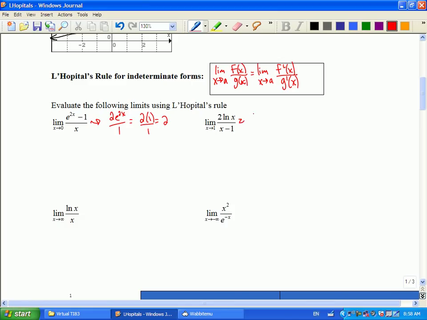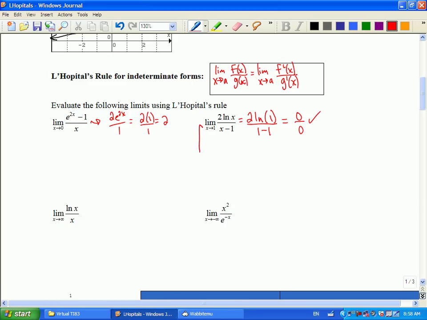Here, I'm going to have 2 times the natural log of 1 over 1 minus 1. So this would be 0 over 0. Now I know I can use L'Hopital's rule because it's one of our interesting forms. If this did not happen, you're on your own. You got to find a different way to get your answer because L'Hopital's rule only works for the interesting ones, the 0 over 0, infinity over infinity situations.